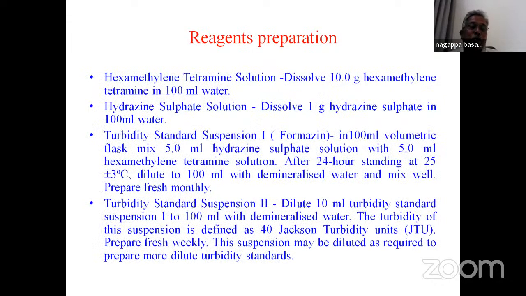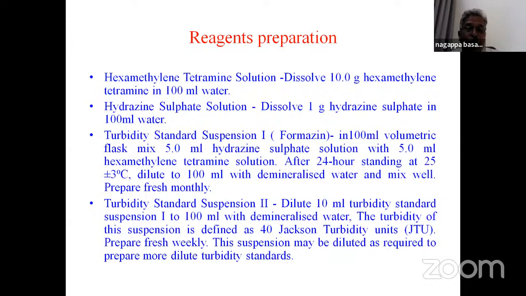Reagents: one turbidity standard is used. It is a mixture of two solutions: hexamethylenetetramine solution A and hydrazine sulfate solution B. Mix suspensions A and B thoroughly, and use the standard only the next day, after 24 hours. If you prepare the standard today, don't use it today, because it has not completely formed a suspension. It requires 12 to 14 hours, or 24 hours.